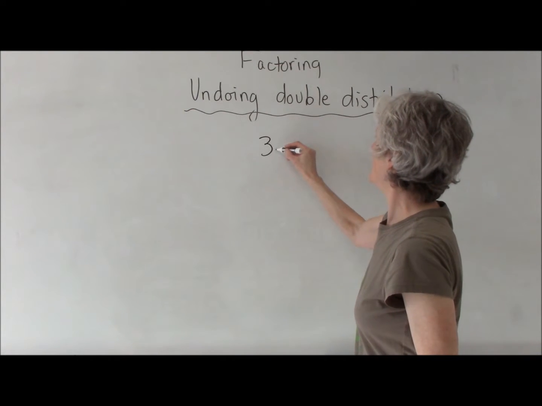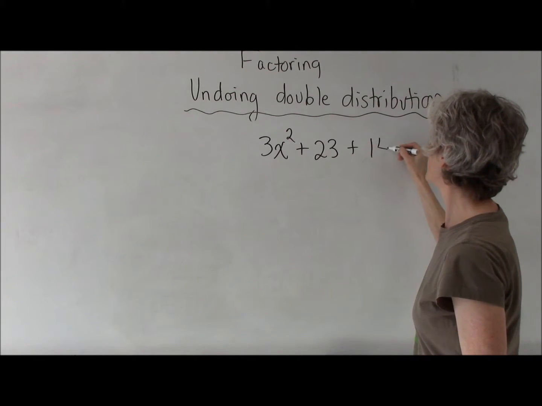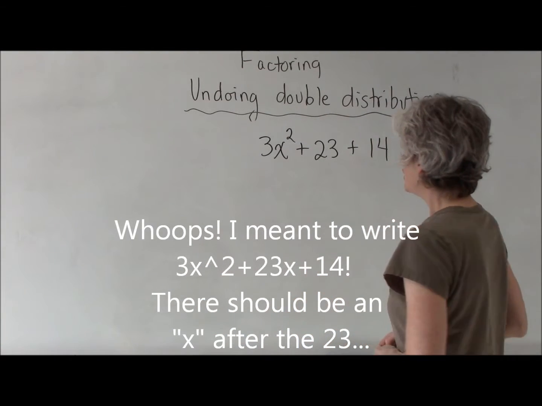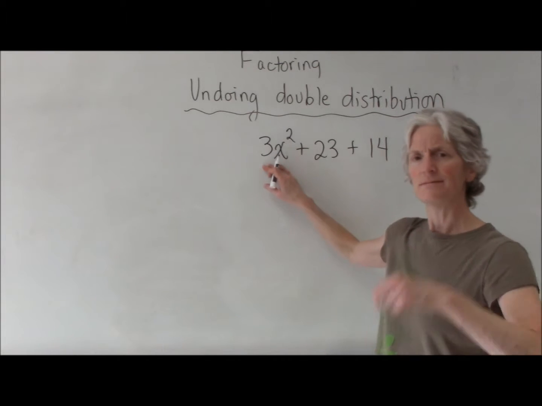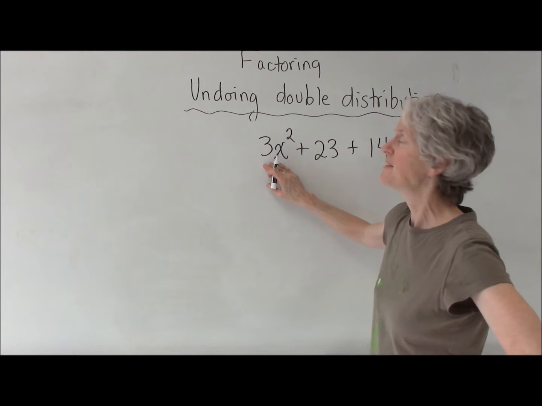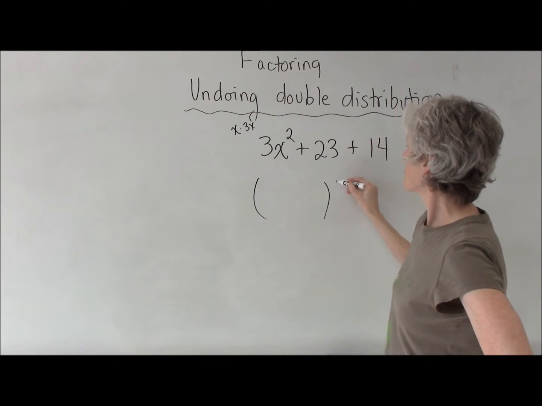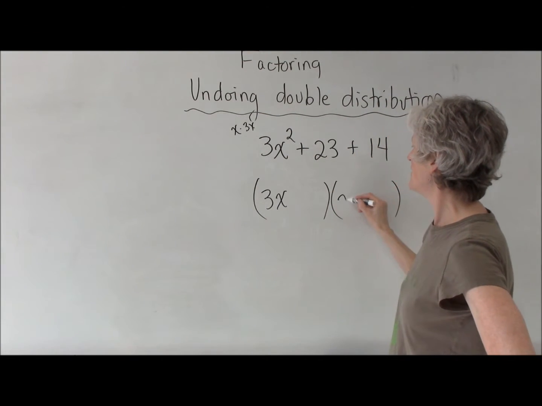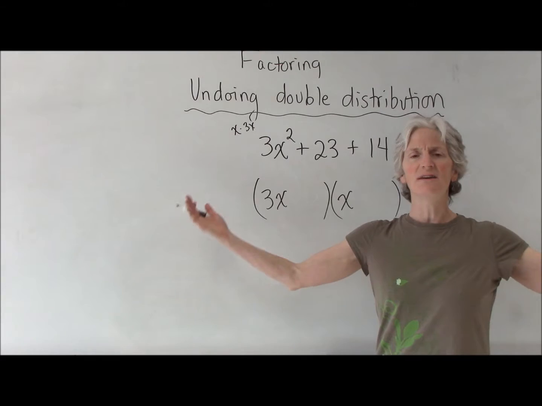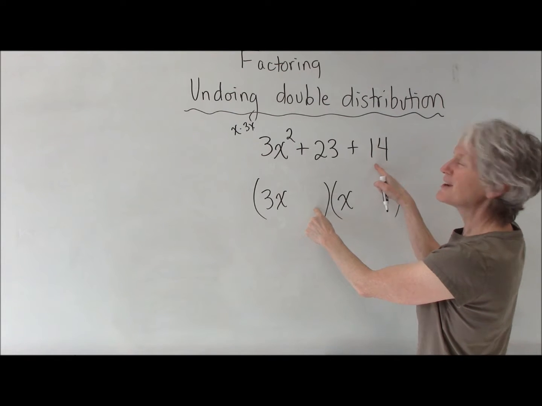Let's try 3x squared plus 23x plus 14. Again, I want to factor this. I want to break it down into its factors. So, I want to think to myself, what are the factors of 3x squared? Lucky for me, I don't have lots of options. The most obvious option would be x times 3x. So I can put a 3x here and an x here. Doesn't matter where I put the 3x and the x. I could put the x here and the 3x here. It doesn't matter.